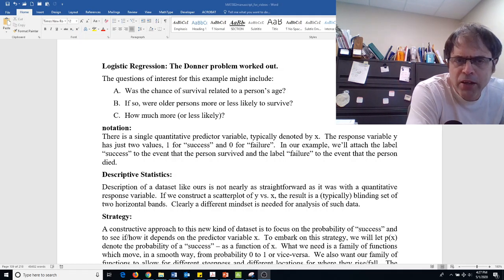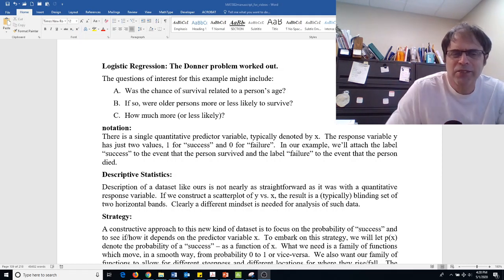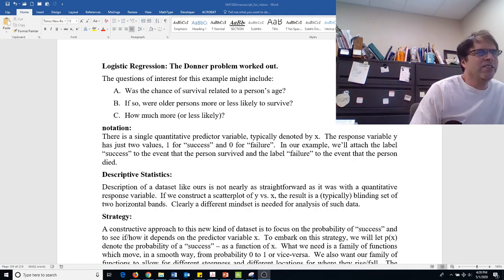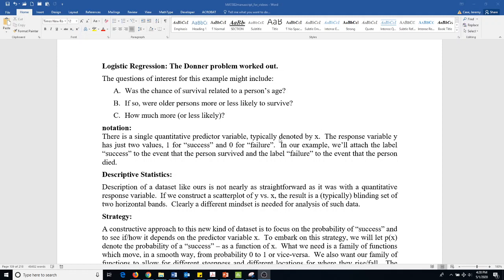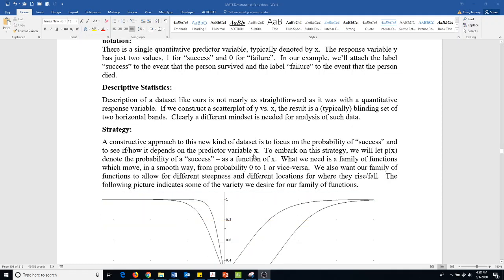So again, the notation is that we have a predictor variable denoted by x. That's a quantitative variable. The response variable just has two values, 1 for success and 0 for failure. And 1 will be survival, a success in this case. Descriptive statistics is not really so easy to go through because of the binary response variable. Generally, we have a set of two horizontal bands. Clearly, a different mindset is needed.